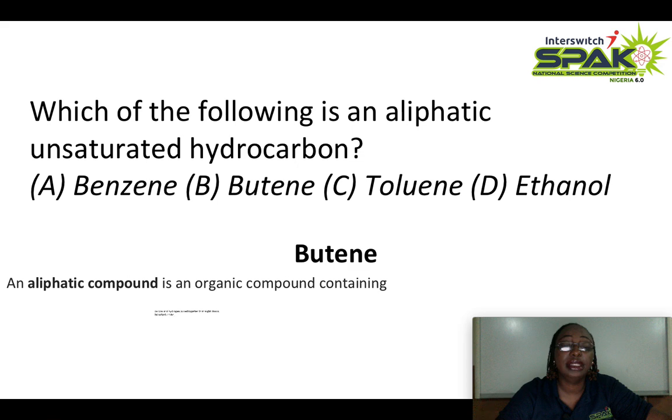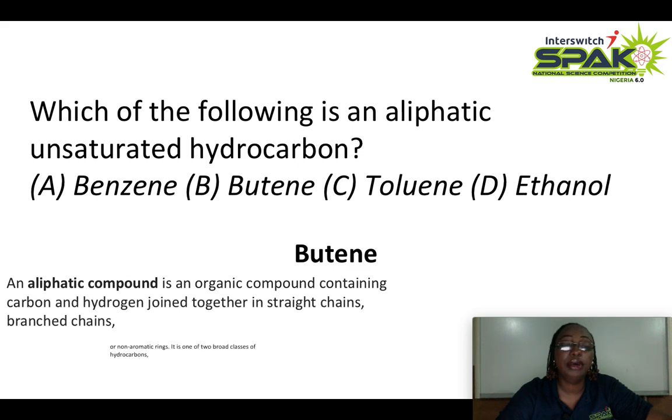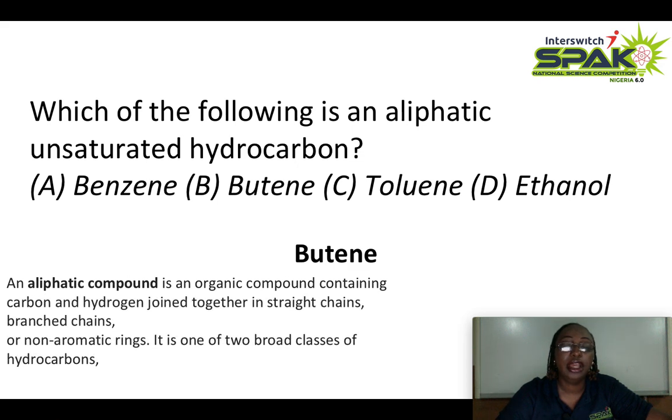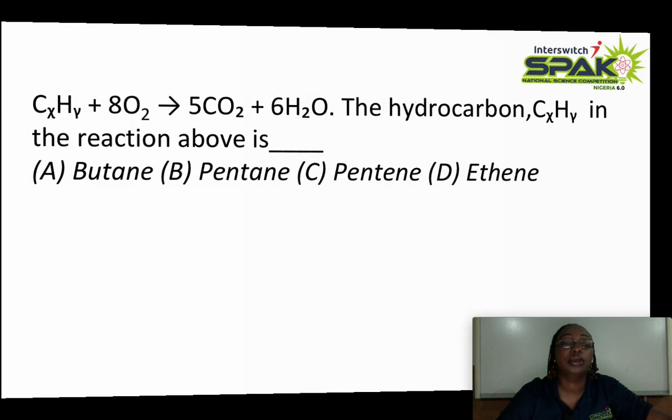Aliphatic compounds: an organic compound containing carbon and hydrogen joined together in straight chains, branch chains, or non-aromatic rings. It is one of two broad classes of hydrocarbons, another being aromatic compounds. Benzene and toluene in this question are aromatic compounds.